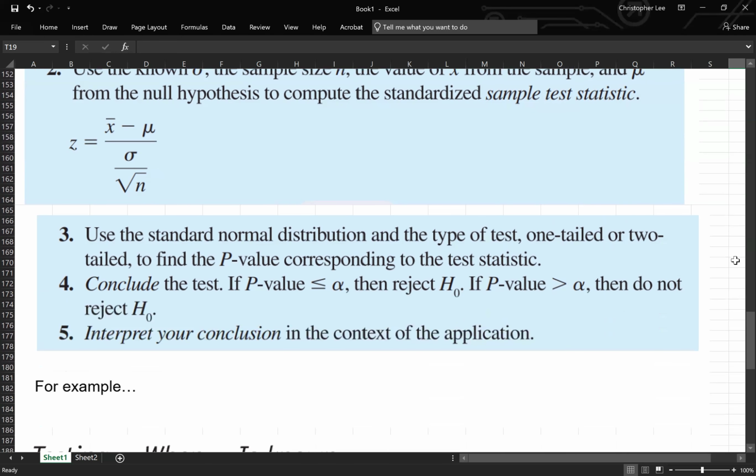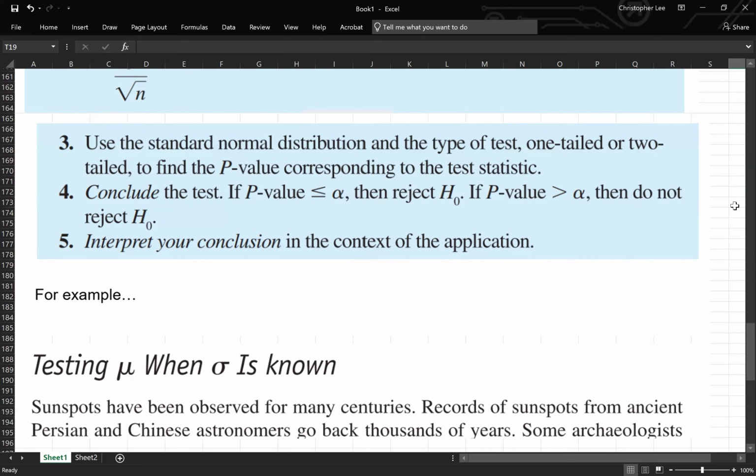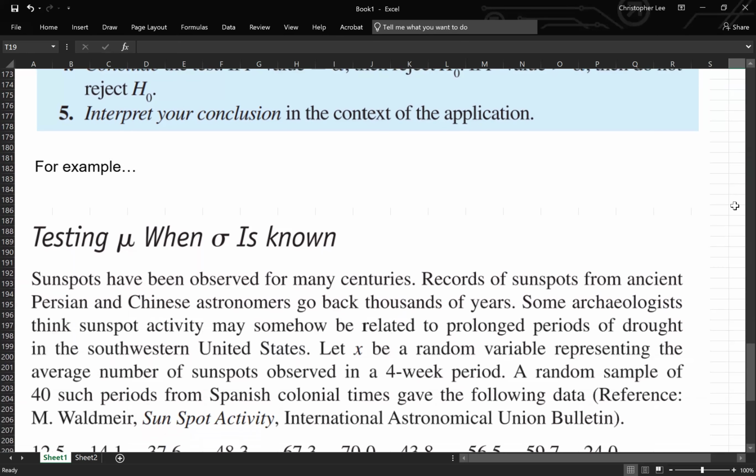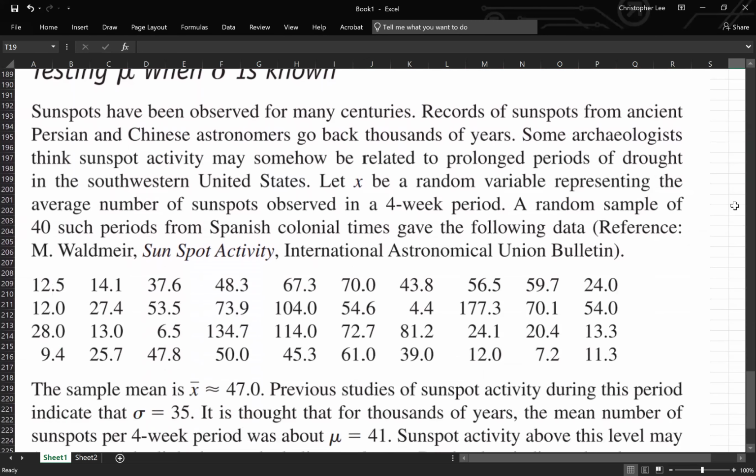Step 3, use a standard normal distribution and the type of test, one tail or two tail, to find the p-value corresponding to the test statistic, right? Conclude the test. If the p-value is less than alpha, then reject the null hypothesis. If the p-value is greater than alpha, then do not reject the null hypothesis, right? Step 5, interpret your results. Cool, right? So we got the rules read to us twice. Now you guys are up.